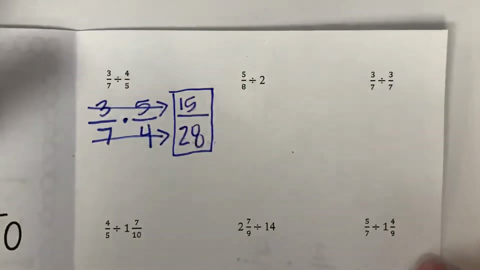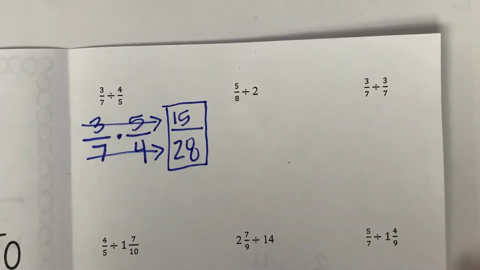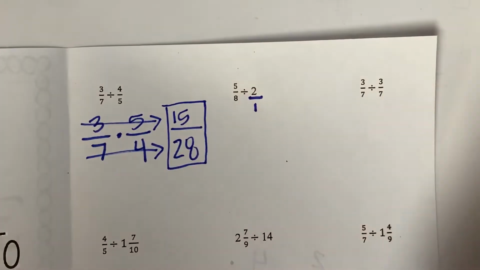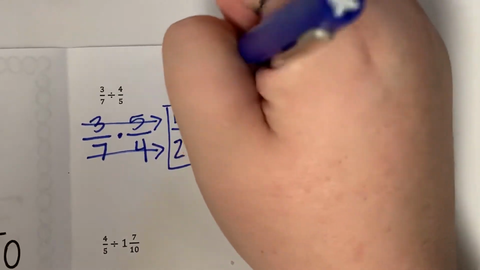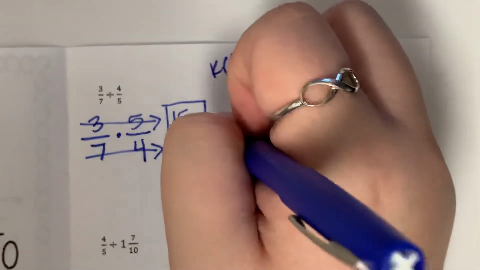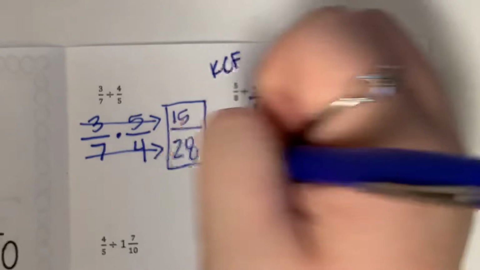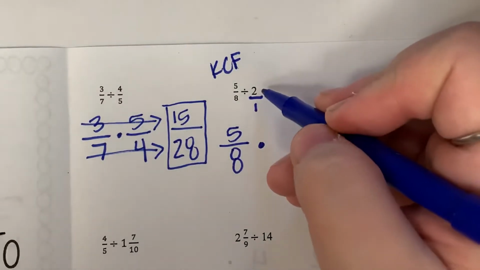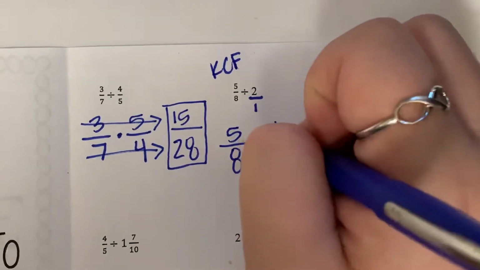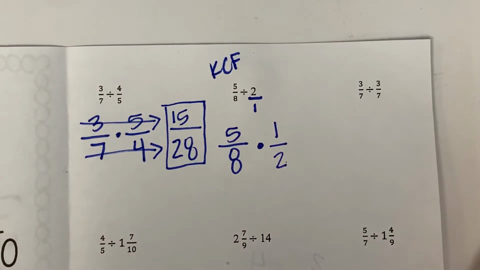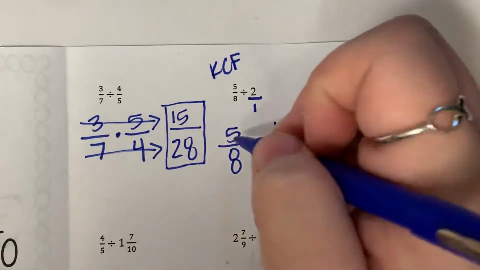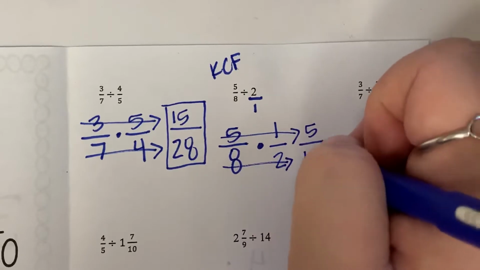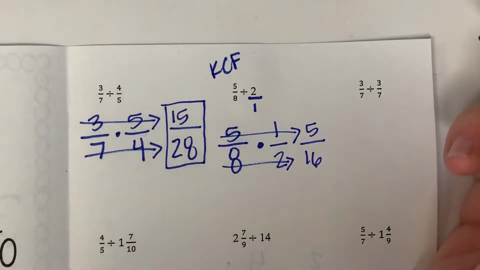Okay, so our next one, 5/8 divided by 2. So first, I know that for a whole number, I can put 1 on the bottom. Now I can keep it, change it, flip it. So I can keep 5/8. I can change divide to multiply. And I can flip 2/1 and make it 1/2. And now I can multiply straight across. 5 times 1 is 5. 8 times 2 is 16. And that does not simplify.